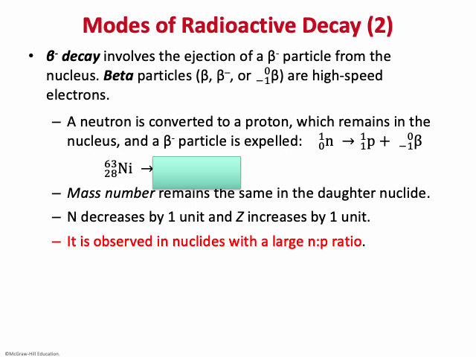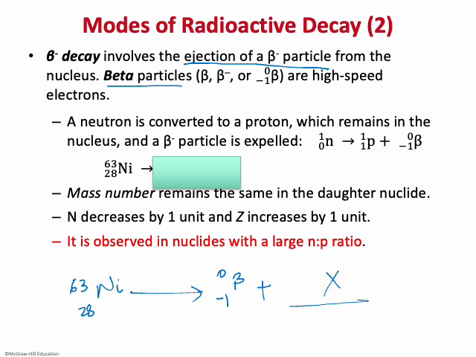Next is beta decay, which means it involves ejection of beta particles, or it produces beta particles. For example, this is my reaction, nickel 28, 63. It produces beta, which means beta is -1, 0. That's my beta particle. And nickel 28, 63. So what would be my other product?